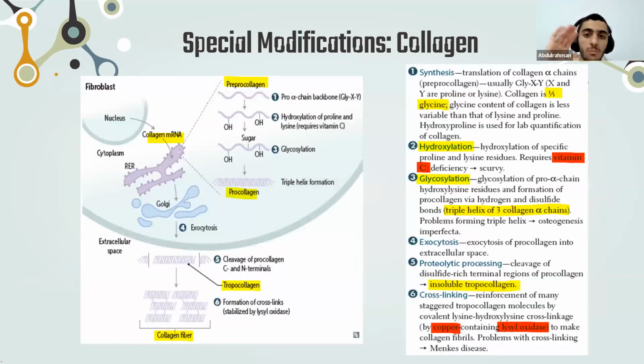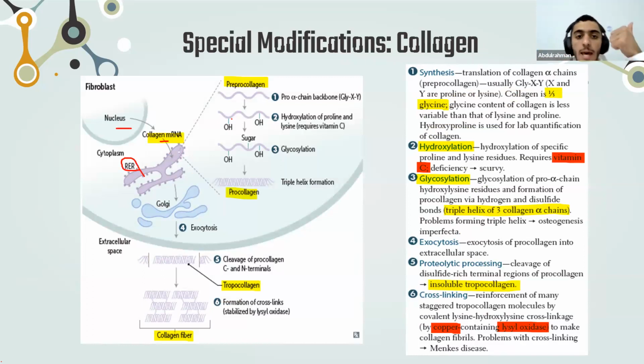Now, one last special type of protein that has different modifications, and not just glycosylation, is basically collagen. Okay, so now, I need you guys to remember the sequence first of all, and then understand the process of the modification that's happening. Now, the sequence is that once you have the DNA to RNA, since it's going to be secreted outside the cell, where do we take it? We take it to the rough endoplasmic reticulum.